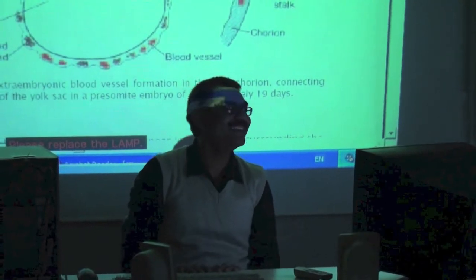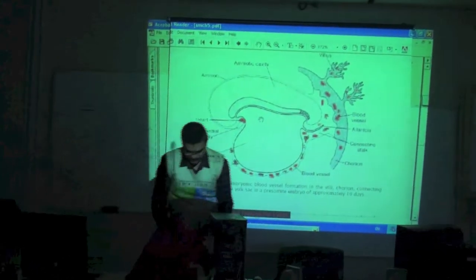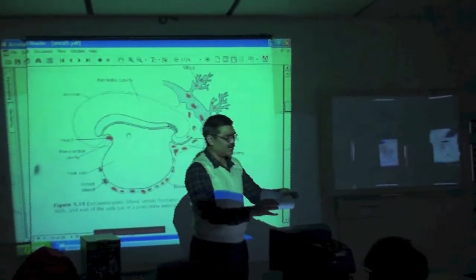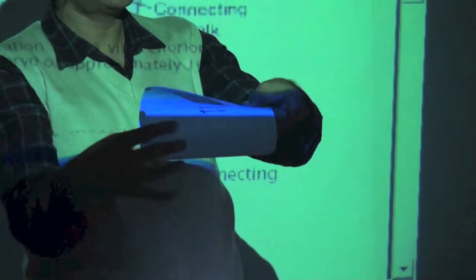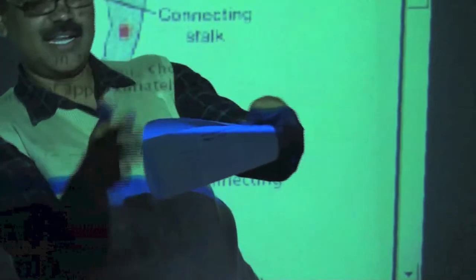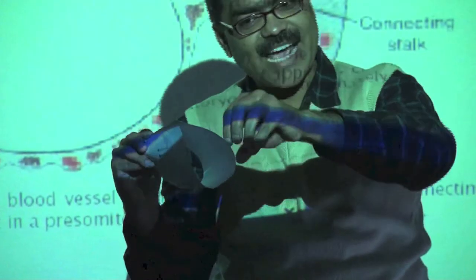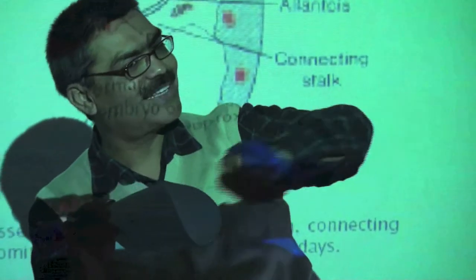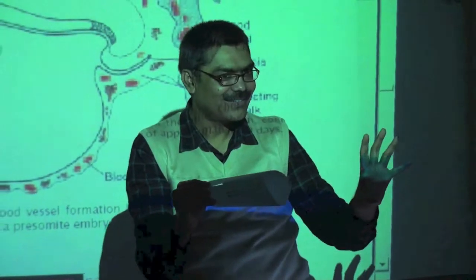How? Simple. Imagine a balloon. We have the secondary yolk sac here, and this is the hypoblast. This yolk sac has an anterior wall towards you and a posterior wall towards me, and it has a wall here and a wall here, so it's like a balloon. From the posterior wall, a small tube-like diverticulum grows inside the stalk. This is called the allantois. Is it clear?